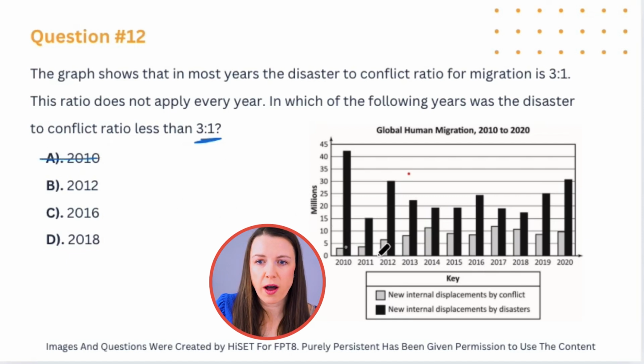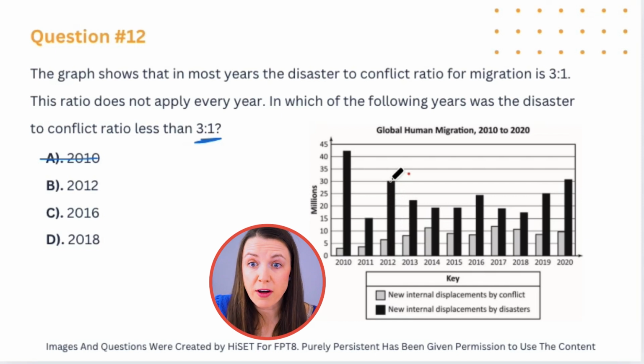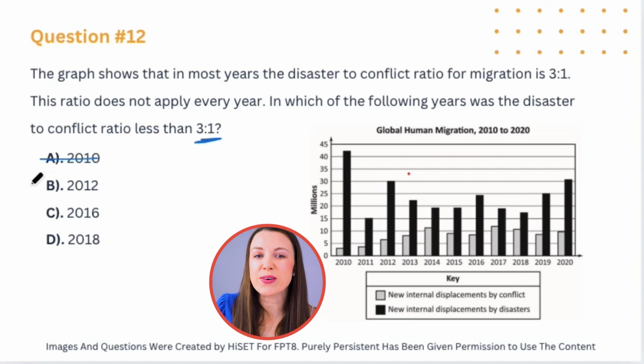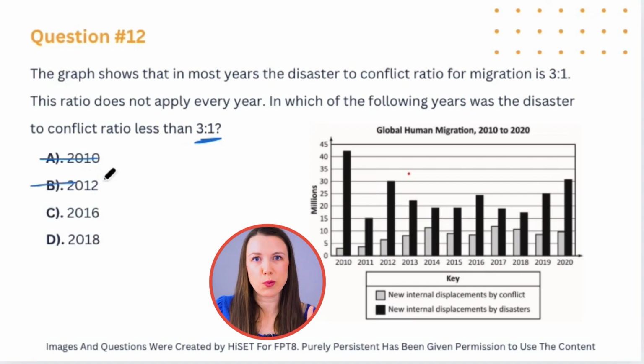Let's look at 2012. This one here, we go up to about 30, and then right here, we're about 7. Is that 3 to 1? No. Is it less than 3 to 1? No. It's also going to be greater than 3 to 1, just like our 2010. Okay, 2016. Here we've got about maybe 25, 24. And then this one right here is about 8. So if it's 24 and 8, that's definitely that 3 to 1, but it's not less than. So C's not our answer. And D is 2018. Okay, so look at this one.